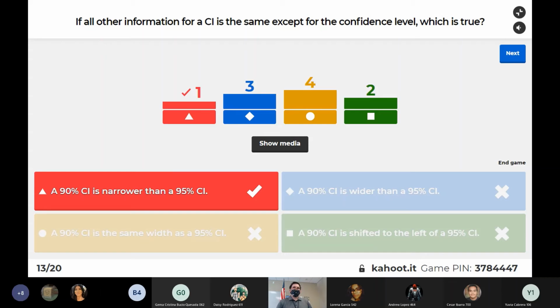So a 90% confidence interval will be more narrow than a 95% confidence interval.